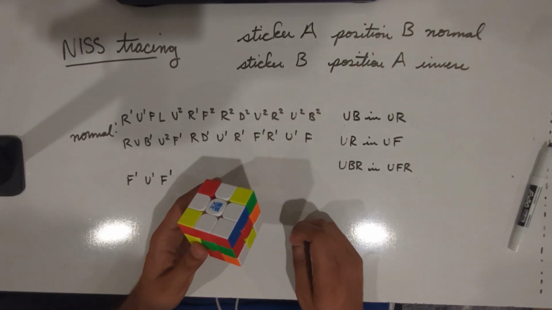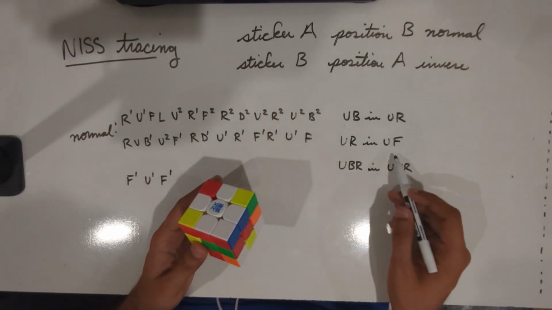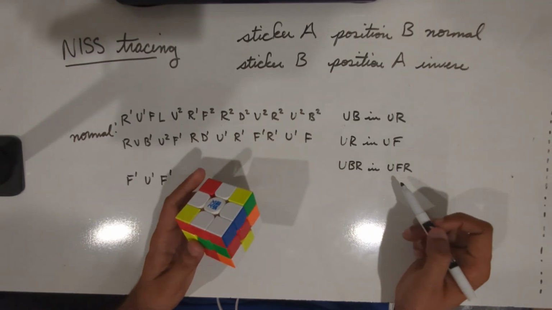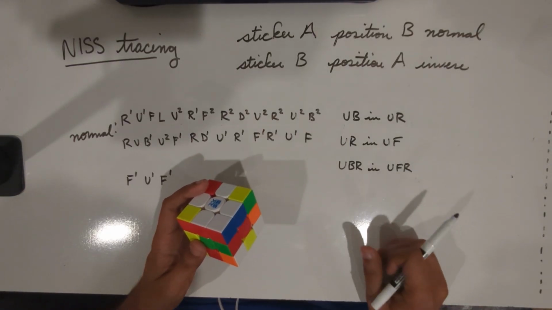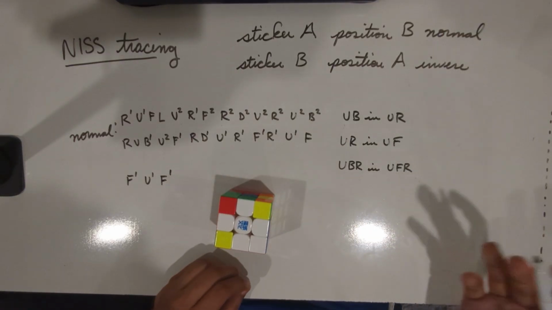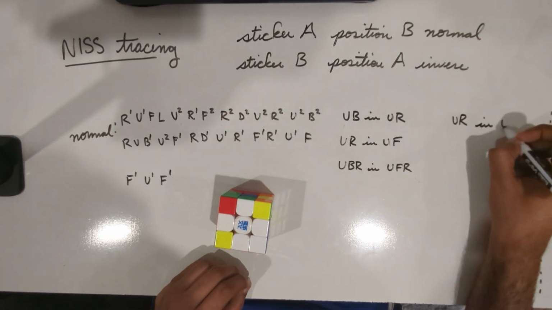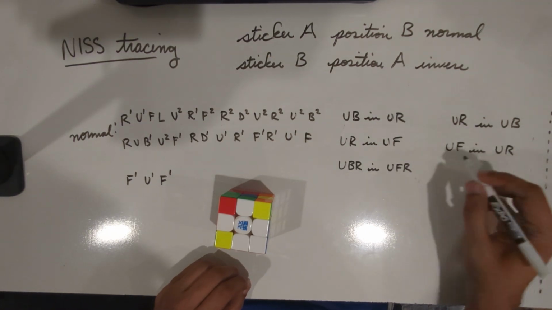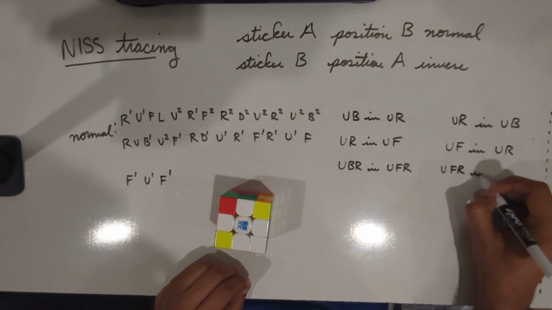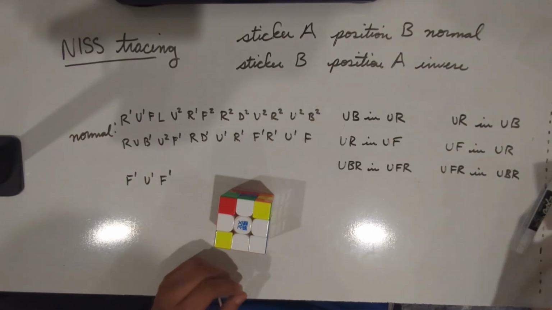Now let's trace some of the pieces of the pseudo block and see where they're going to end up on the inverse. We see that UB is sitting in UR, and UR is sitting in UF, and UBR is sitting in UFR. You can confirm that all of this is the case just by yourself or at home. So now let's try and guess where this is going to be on the inverse. UB and UR means that UR is going to be in UB. UF and UR means that UF is going to be in UR, and UFR is going to end up in UBR on the inverse. So let's see if that's actually the case.